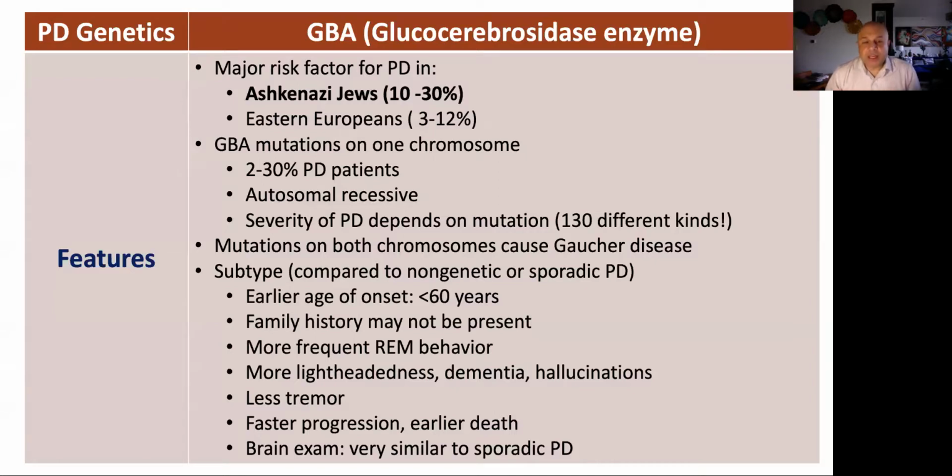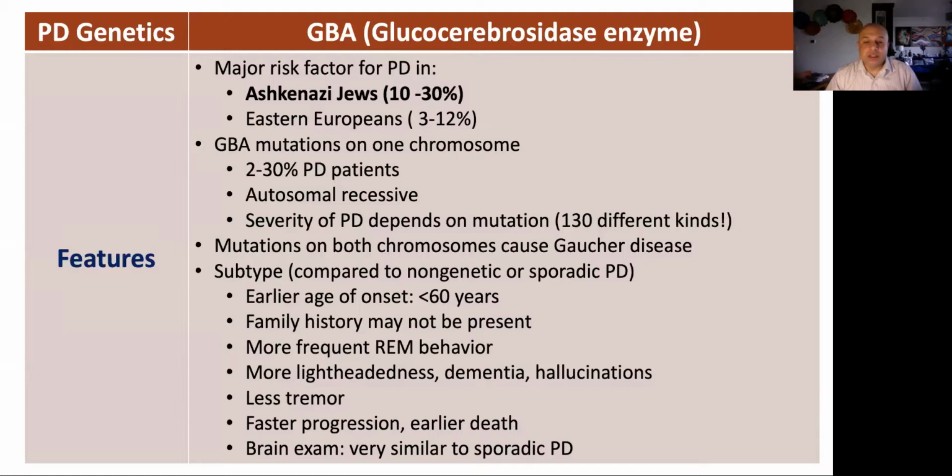If I have a GBA mutation, for instance, there is a higher chance of developing Parkinson's disease at an earlier age of onset, young onset. Family history is likely not present because neither parent is affected, they may not be, they're just carriers. But it is interesting, if both parents are carriers, and they live long enough, they can actually develop Parkinson's disease because being a carrier is a risk. This is one of those autosomal recessive diseases in which you may actually have a family history if you do a good family tree. REM behavior disorder is supposedly more frequent.